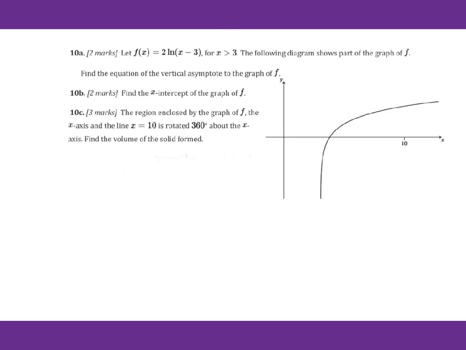Now let's go to 10a. Let f of x equal this function for x greater than 3. The following diagram shows part of the graph of f. Find the equation of a vertical asymptote to the graph of f. For the vertical asymptote line, you will set the argument x minus 3 equal to 0. Therefore, x equals 3.